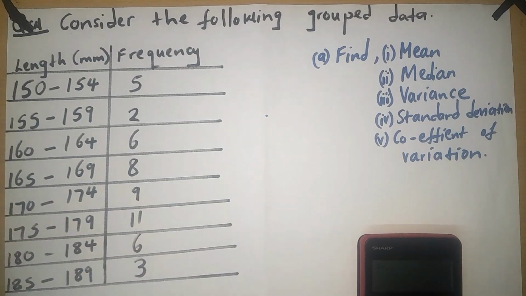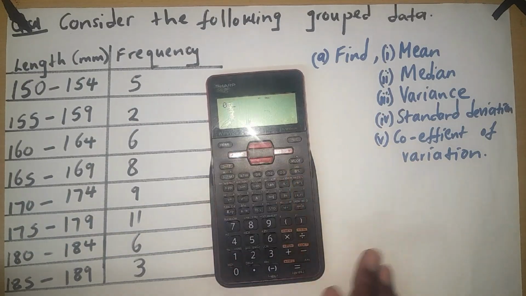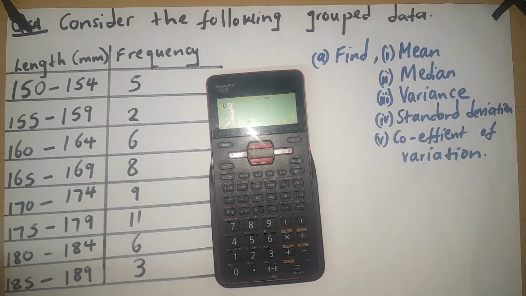In this video, we're going to talk about how to calculate the measures of central tendency for grouped data. In the other video, we used two long methods to calculate these measures. But in this video, we're going to use our calculator to calculate the mean, median, variance, standard deviation, and coefficient of variation.